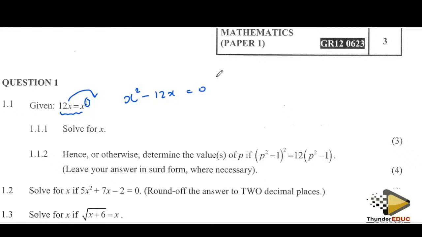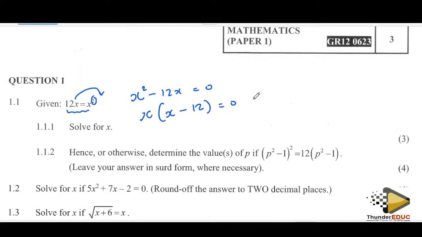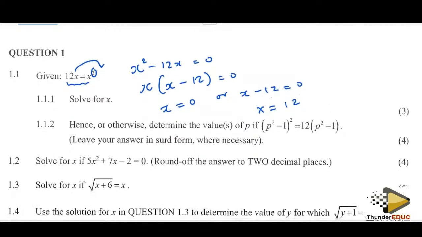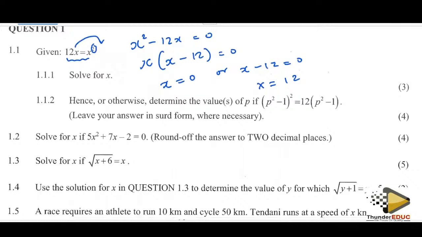And then from there, I can see that x is common, so I can factorize out the x. I'm going to be left with x times x minus 12 is equal to 0. And then I can use the zero product to solve this equation. So the first x is going to be equal to 0, or the x minus 12 is going to be equal to 0. So if I solve this one, my x is going to be 12. So that question is just 3 marks.